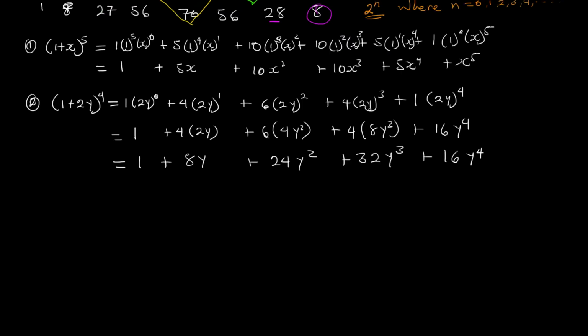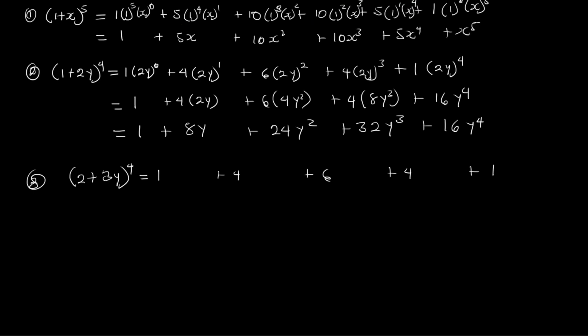The next example, example 3, would be 2 plus 3y to the power 4. And this, because it is to the power 4, will still have the same coefficients: 1, plus 4, plus 6, plus 4, plus 1. Because the Pascal triangle is symmetric, I want to write the polynomial in descending order. So I can interchange the positions of 2 and 3 and write 3y raised to the power 4. So instead of starting with the power 0, I'm starting with the power 4, and 2 raised to the power 0.